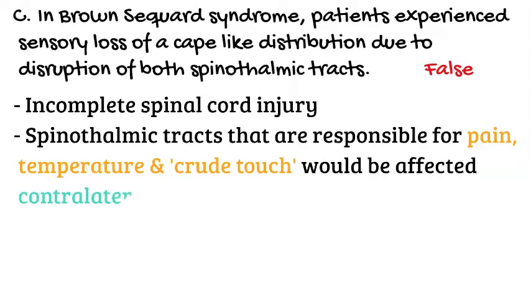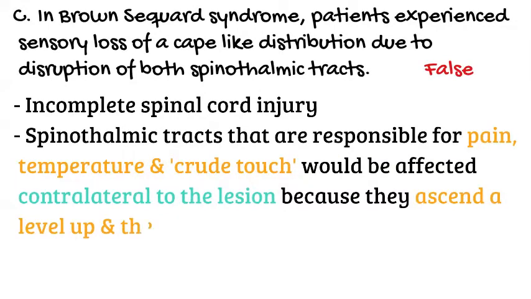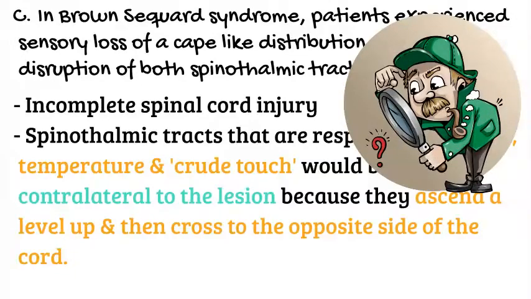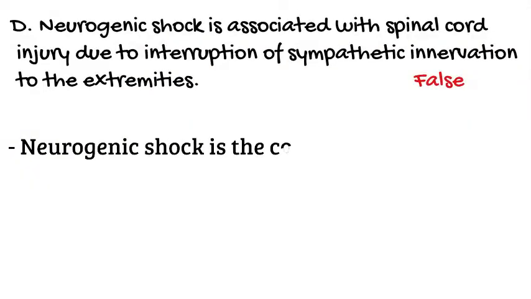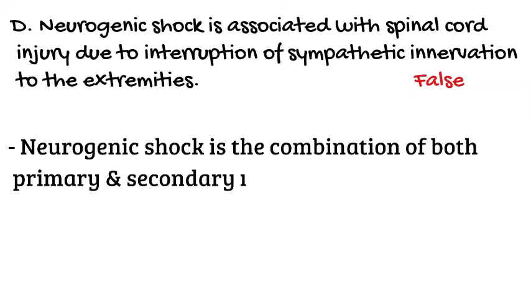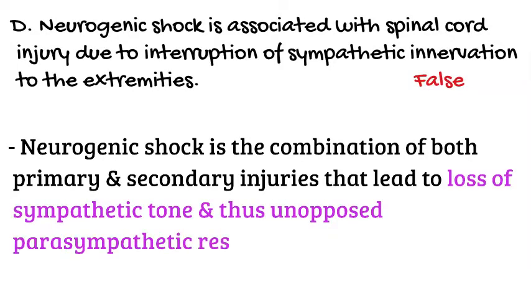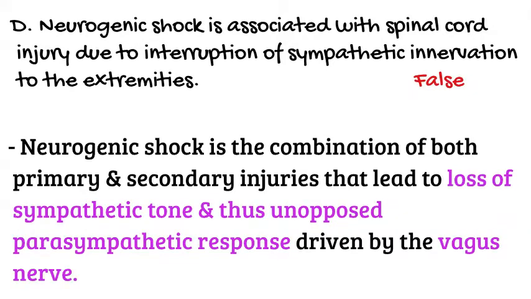Spinothalamic tract that are responsible for pain, temperature, and crude touch would be affected contralateral to the lesion because they ascend a level up and then cross to the opposite side of the cord. Neurogenic shock is a combination of both primary and secondary injuries that lead to loss of sympathetic tone and thus unopposed parasympathetic response driven by the vagus nerve.